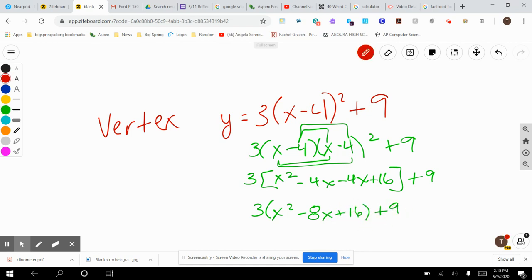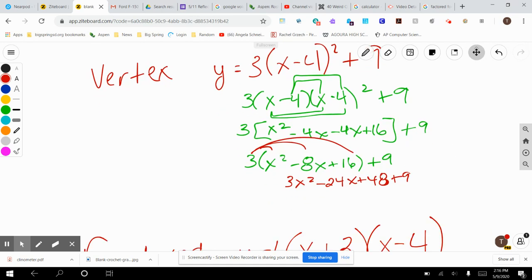Okay. My next step is to distribute this 3 through. So that gives me 3x squared minus 24x plus 48. And then I still have that plus 9 at the end. Okay, so then I just combine like terms here. And I get my final answer of, let's do orange, that's my favorite, 3x squared minus 24x plus 57. And now we know how to work with that.